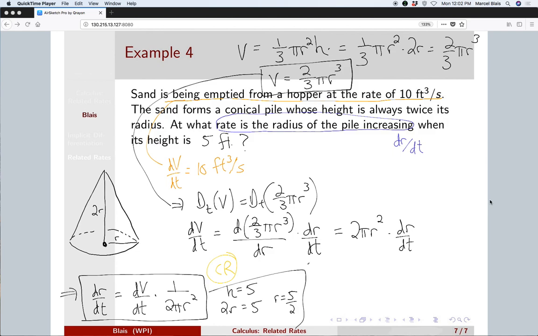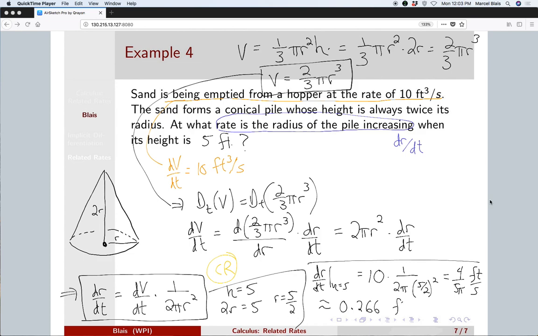So this means, to answer the question, dr/dt when the height is 5, we plug in here. So dV/dt was 10, times 1 over 2 pi, and then our r was 5 over 2. So that 5 over 2 is squared. And this simplifies to 4 over 5 pi feet per second, which is approximately 0.266 feet per second.